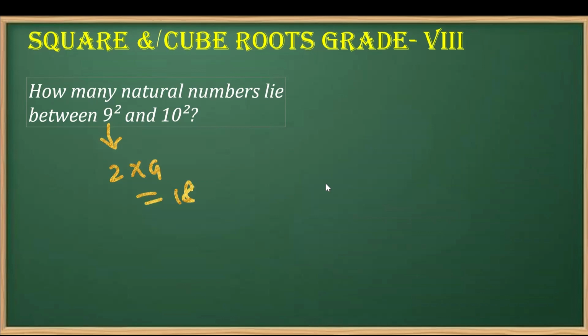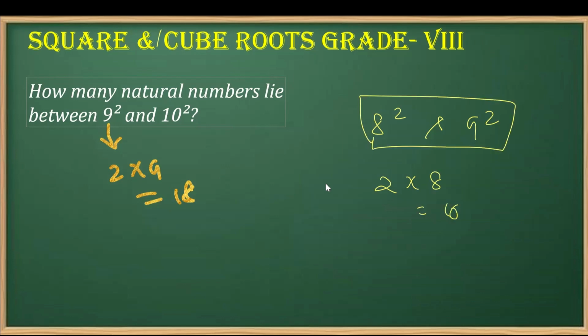One more time, whenever we have to find non-square numbers between two consecutive square numbers, let's say I take another question, 8 square and 9 square, there is a rule that it should be 2 multiplied by the first number. The number is 8 over here, so that is 16. So in case you are asked to find how many non-square or natural numbers are there between these two square numbers, then it is twice the first.